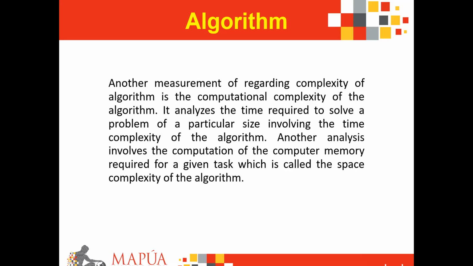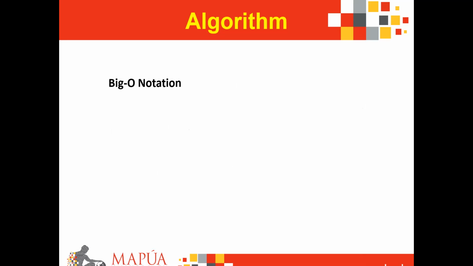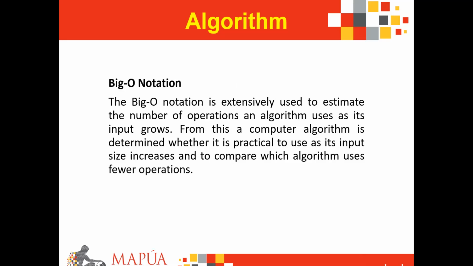There are several measures of different complexities in your algorithm, which eventually account for the efficiency of the algorithm. However, there is a standard way to measure the efficiency of your algorithm. This is done using the big O notation. The big O notation is extensively used to estimate the number of operations an algorithm uses as its input size grows. From this, it is determined whether a computer algorithm is practical to use as its input size increases, and to compare which algorithm uses fewer operations.